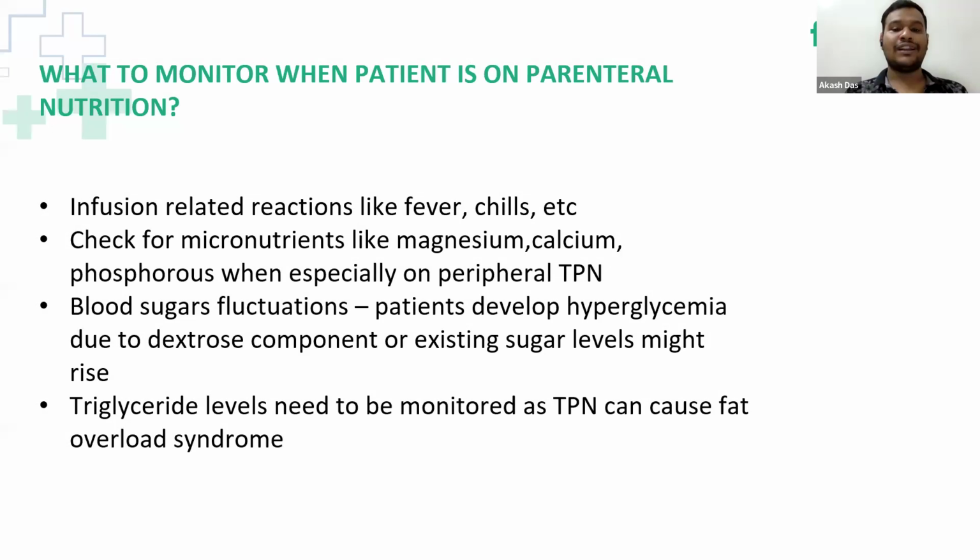So what to monitor as a clinical pharmacist when the patient is on parenteral nutrition? Infusion related reactions like fever, chills, etc.